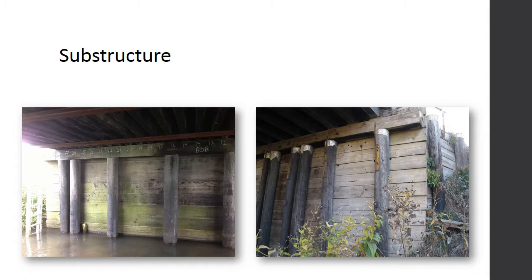Substructures can take on many forms. However, for timber slab and girder bridges, one of the more common configurations is made up of timber piles, timber pile caps, and timber back walls and wing walls. Two examples are shown in these pictures. The piling are typically Douglas fir or southern yellow pine and treated with creosote.